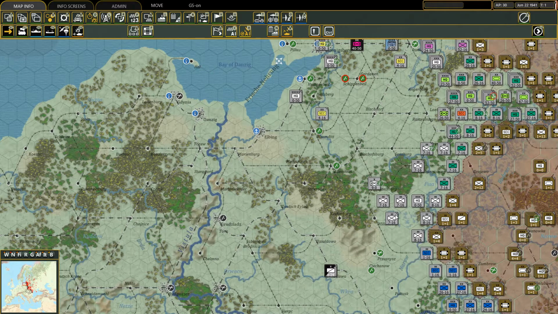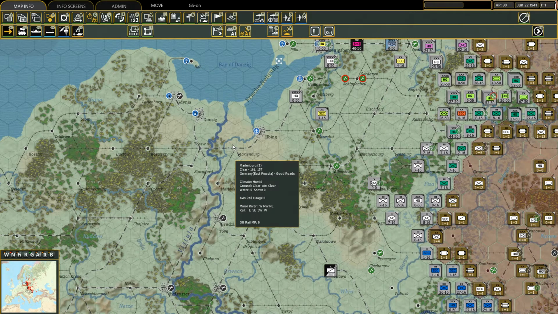Since I mentioned the railways, let's talk briefly about the information of the railways. In this case, you see that I have a new line of information called axis rail usage. This comes very handy, let's say, after the logistics phase, and this number indicates the tons of freight that were moved during the logistics phase through that specific hex.